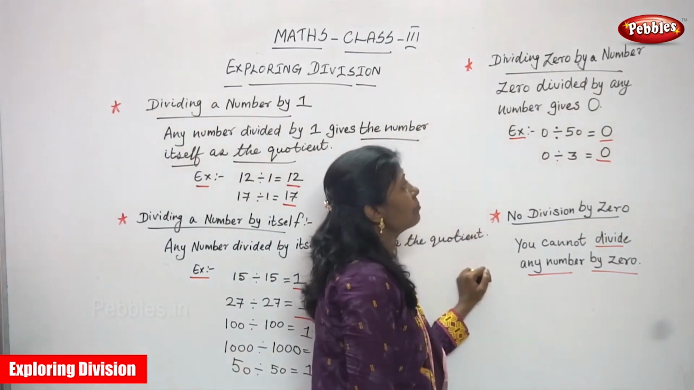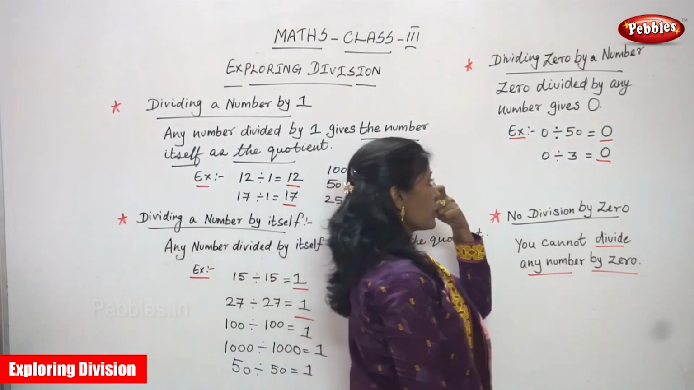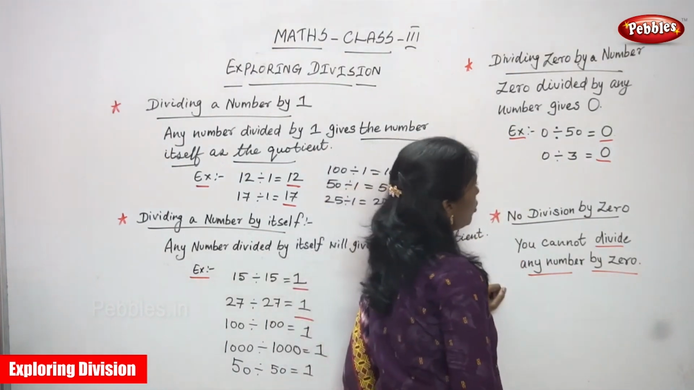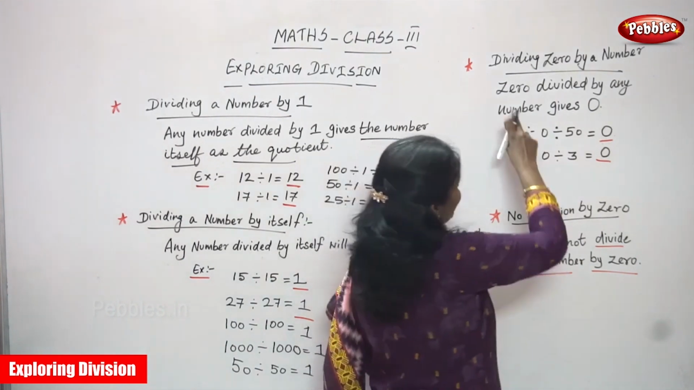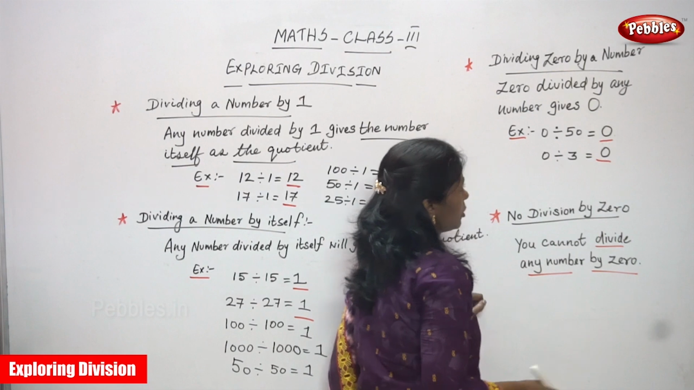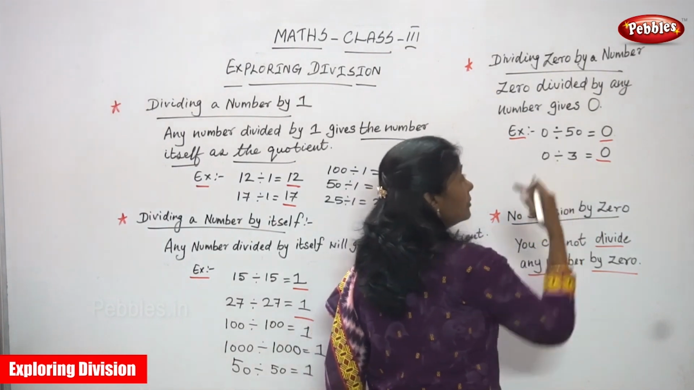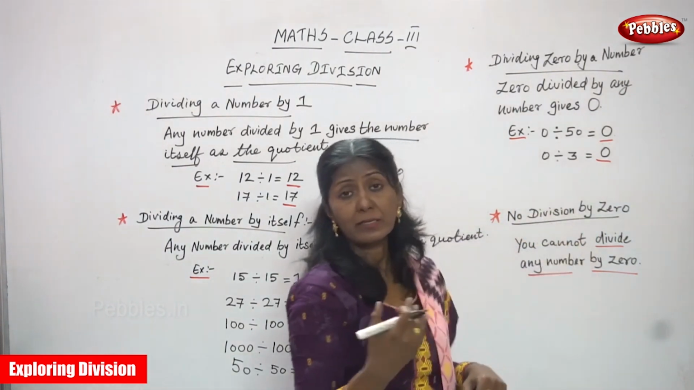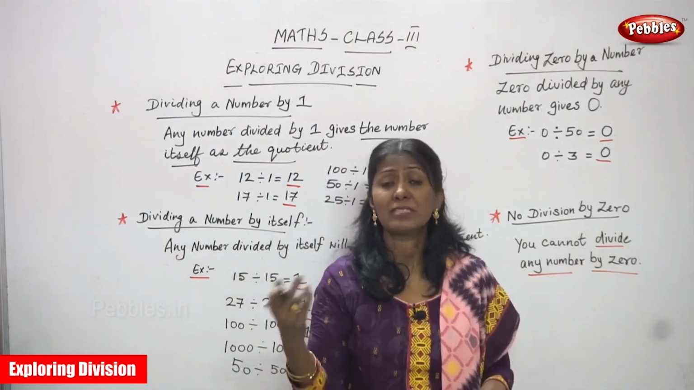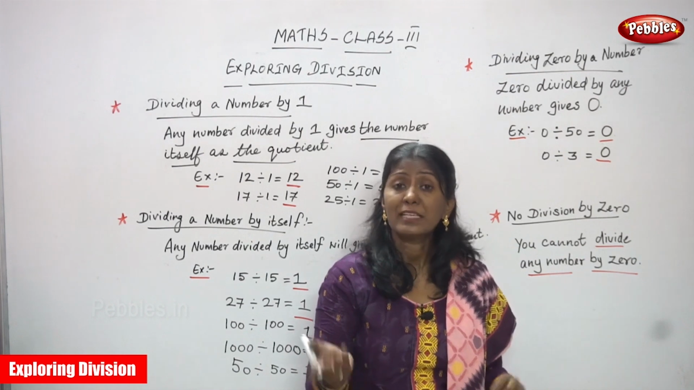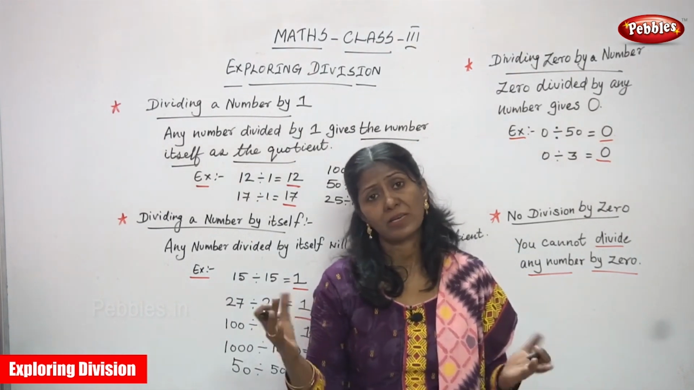0 divided by any number gives 0. So 0 divided by 50, you can get 0. 0 divided by 3, you can get 0. 0 divided by any number gives 0. Even 100, even 150, any number, 1000, even 10,000, 20,000, even lakhs, whatever number you have taken is not an issue.